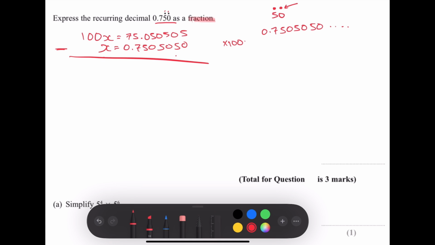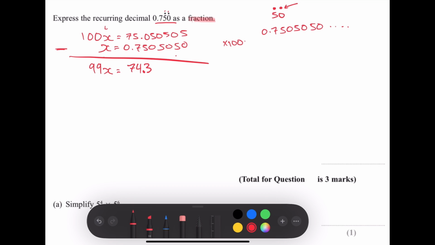Now what we're going to do is subtract them from each other. So let's do this part of the equal sign first. 100x minus x, that is 99x. And then if you do 75.055 minus 0.75, you will get 74.3.